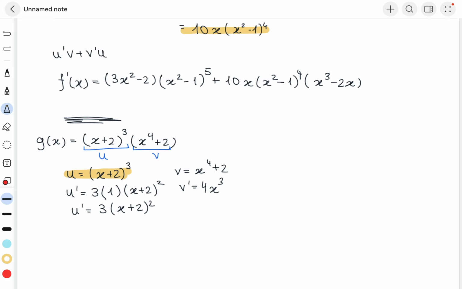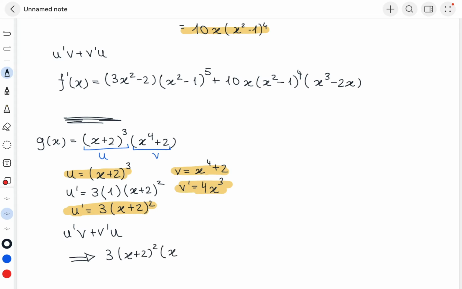So this is our u, this is our v, this is our u prime, and this is our v prime. And now we just implement u prime v plus v prime u, where we will get 3(x + 2)^2 times (x^4 + 2) plus v prime, which is 4x^3 multiplied by (x + 2)^3.